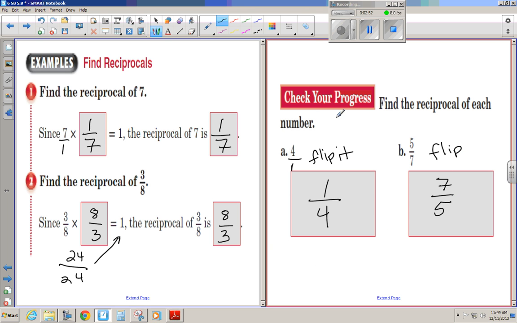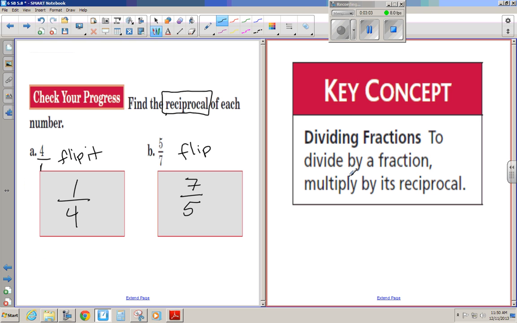So it's very important to know about reciprocals, because the title of this section is dividing fractions, and when dividing fractions, you divide a fraction by multiplying by its reciprocal. That means if you have 2 divided by the fraction 2/3, all you have to do is change the division symbol to multiplication and multiply by its reciprocal. 2/3 flipped becomes 3/2.